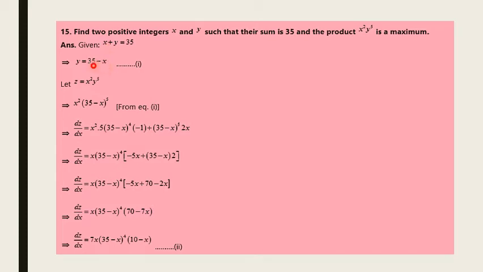Here it is replaced by y. So, Z is equal to x square y raised to 5, equal to x square into (35 minus x) whole raised to 5. Now we know the next step is dz by dx because it is expressed in terms of x. In the previous sum we expanded, then we found the derivative.